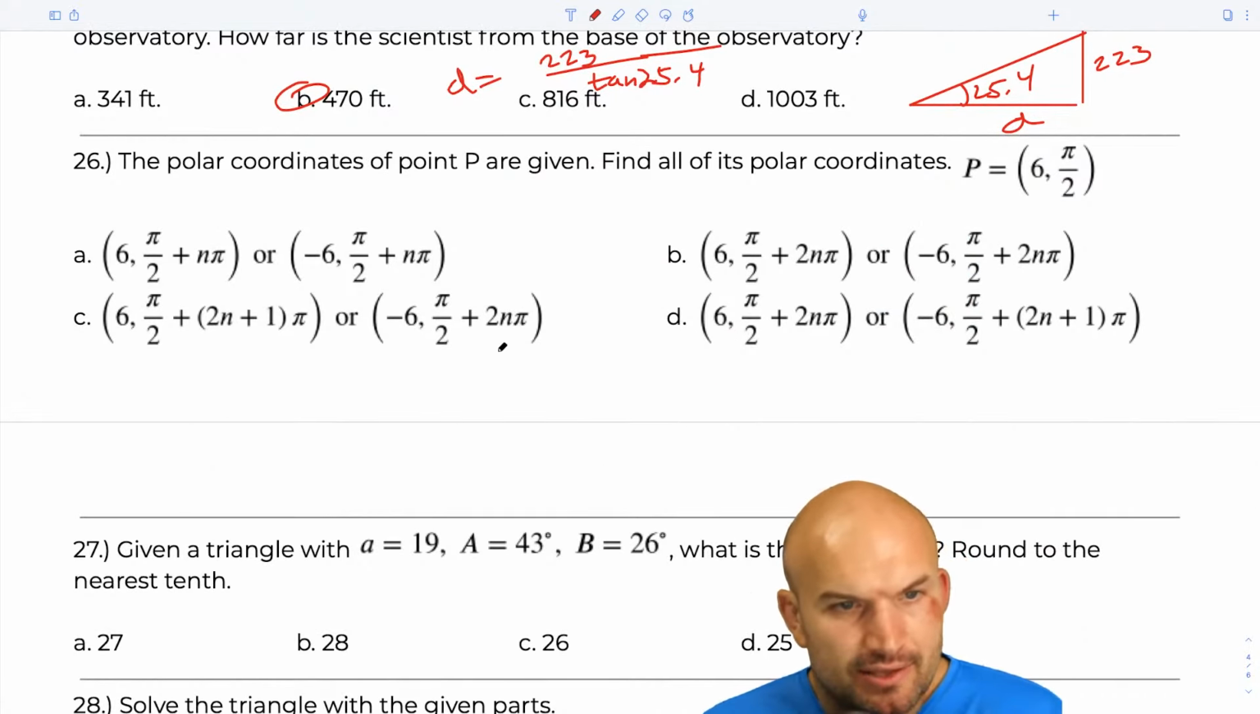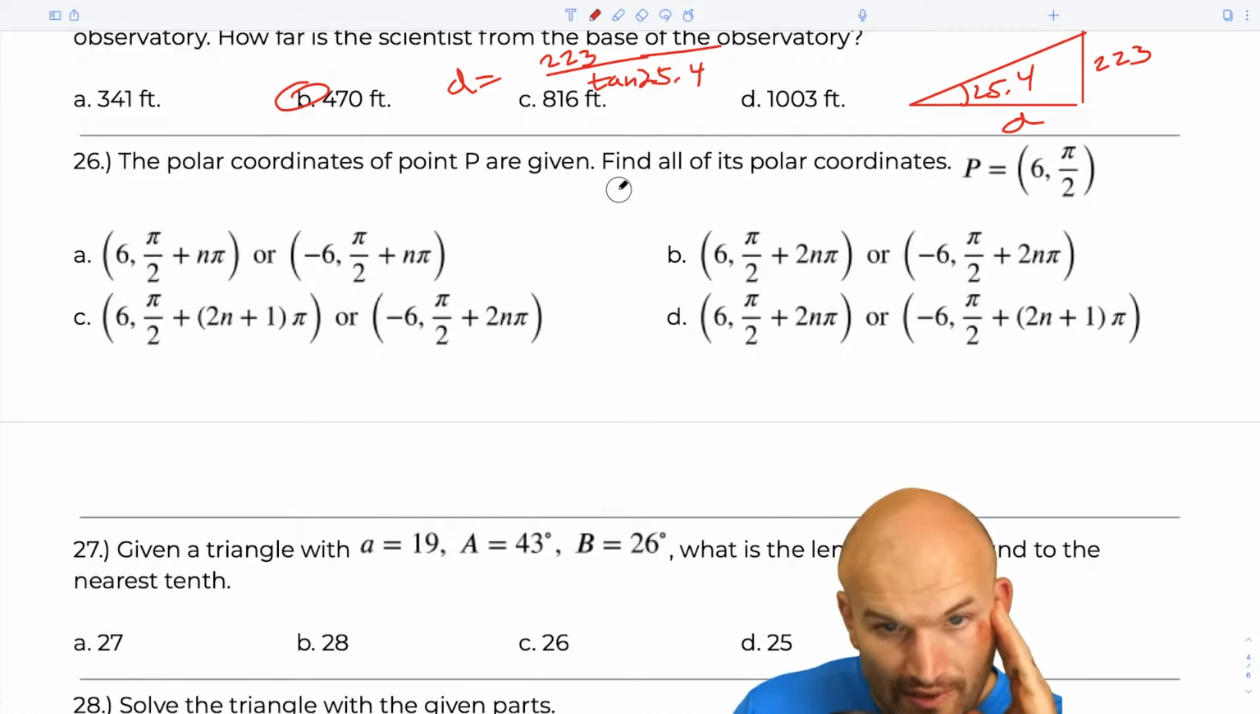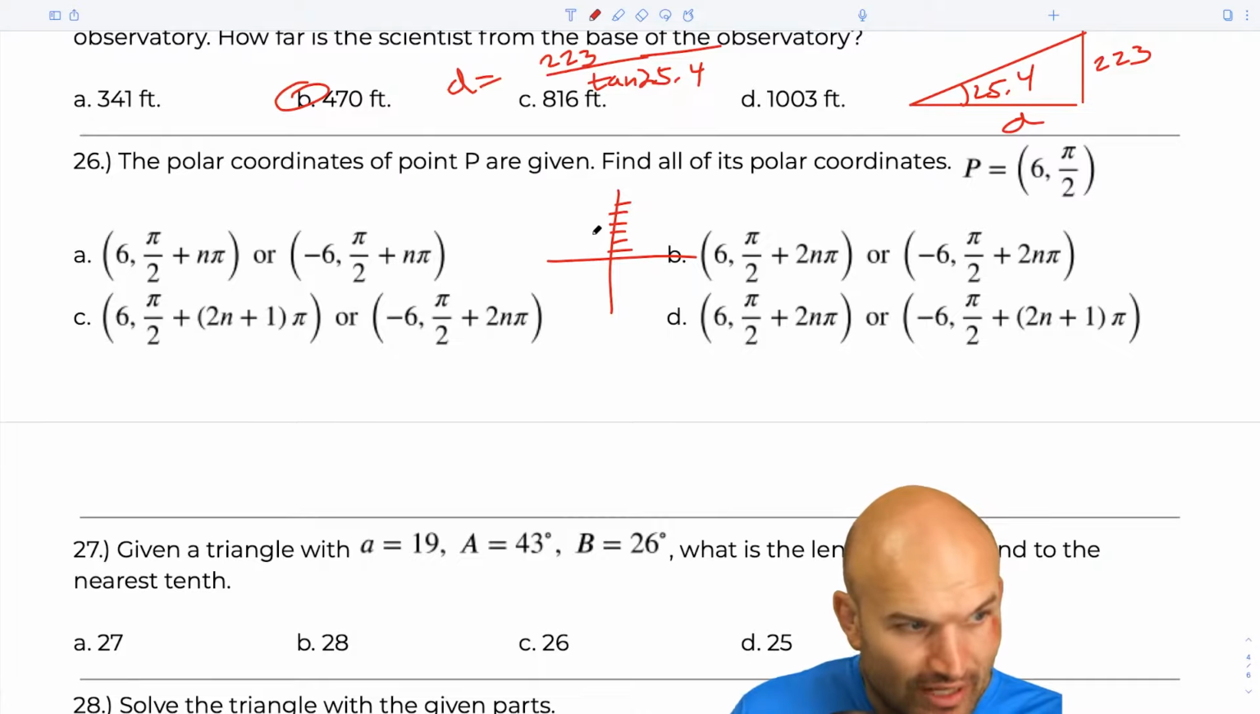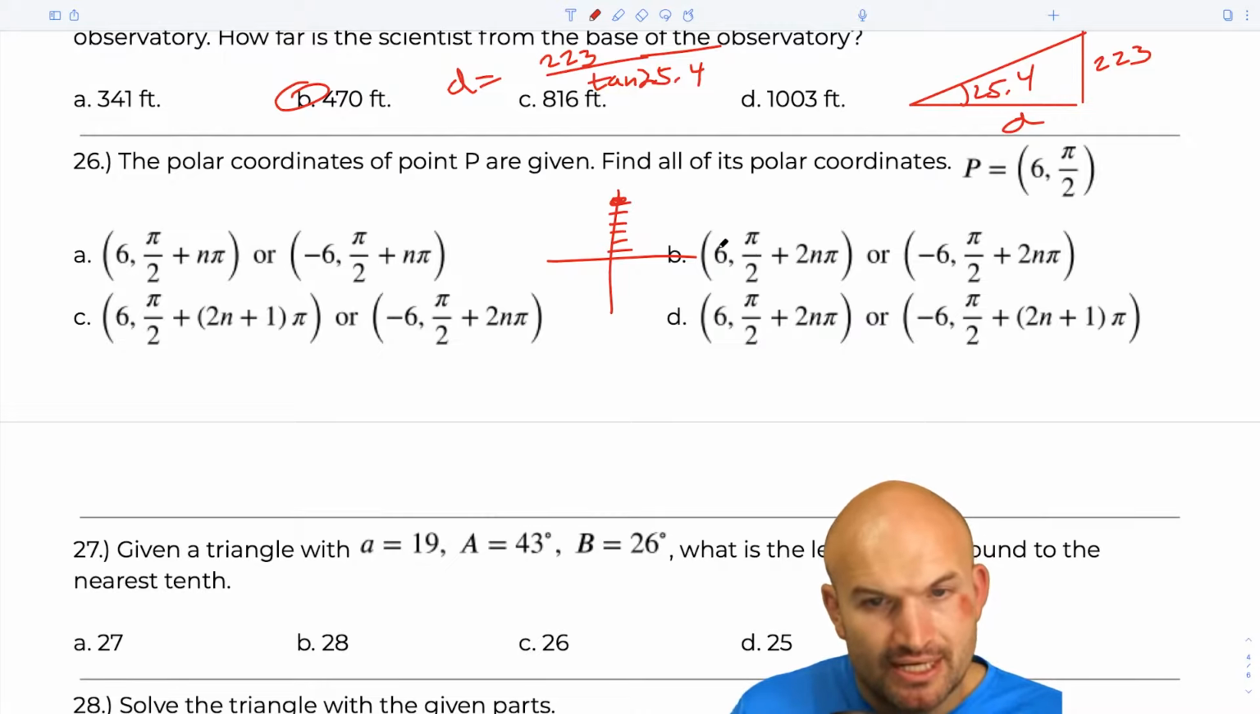All right, the polar coordinates of a given point are given. Find the polar points for (6, π/2). So where is that? Well, that's going to be 1, 2, 3, 4, 5, 6. These are going to be your rings, and there's my point here. So it's going to be π/2 plus 2πn.